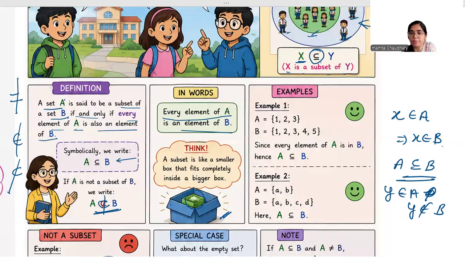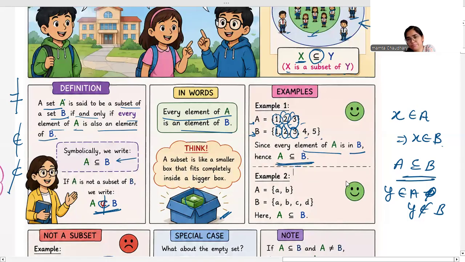Let's take one example. There is a set A containing elements 1, 2, and 3. And there's another set B which contains elements 1, 2, 3, 4, and 5. So are all the elements of A there in B, yes or no? 1, yes, 2, yes, 3, yes. So since every element of A is in B, what can we say? We can say that yes, A is a subset of B.